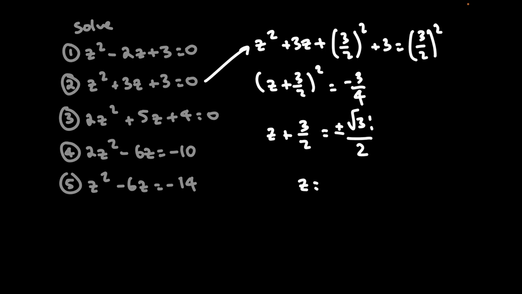So now we can solve this. z is really just the same. We can minus 3 on 2 from both sides. That's the same as minus 3 plus or minus the square root of 3i, all over 2. And that is the answer to this question here.